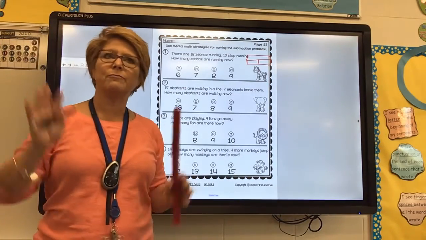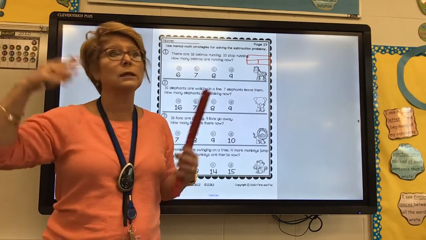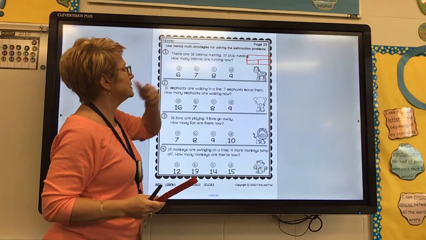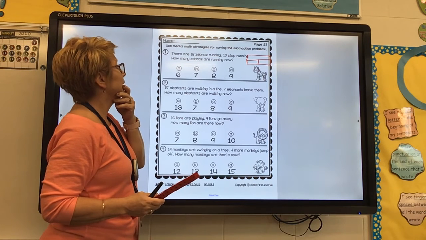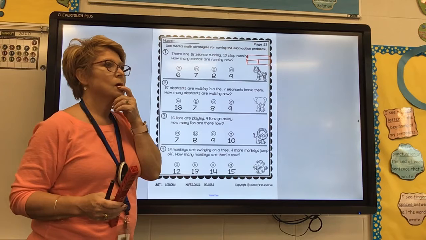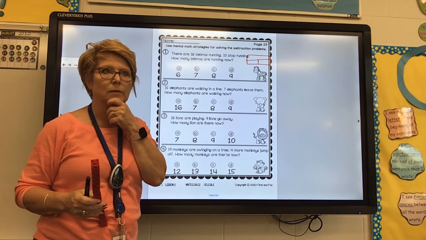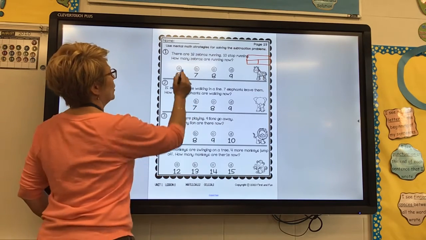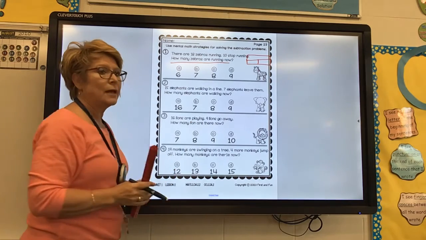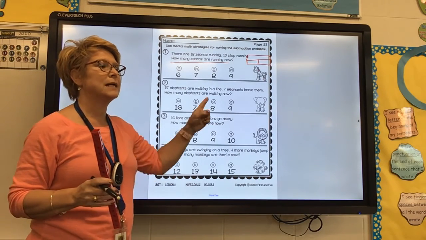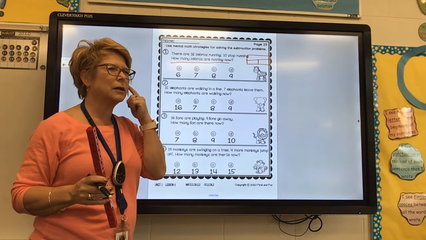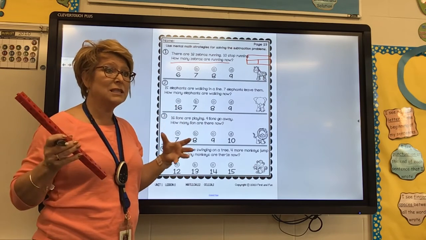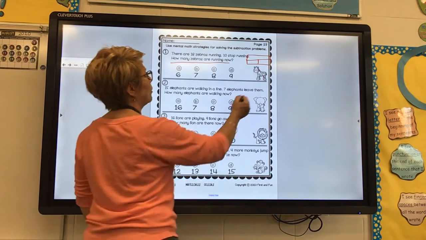So we need to figure out, do we have both parts or do we have a whole and a part? Let's listen. There are 18 zebras running. 10 zebras stop running. How many zebras are running now? Are we adding or are we taking away? There's 18 running and then 10 stop. They want to know how many zebras are running now. So they want to know how many zebras are running after 10 stop. So I know that they're starting with 18 zebras. So they have 18 zebras all together. That would be our whole.